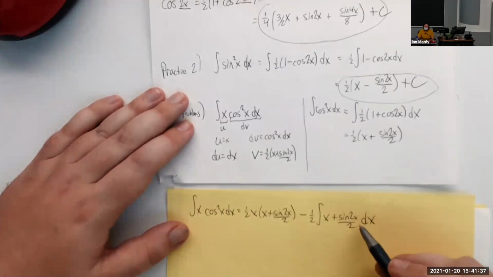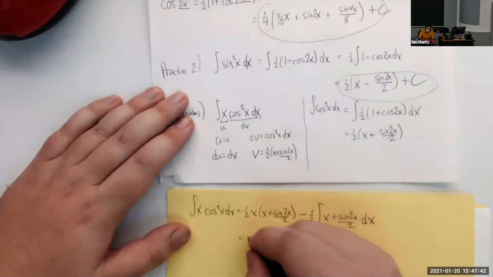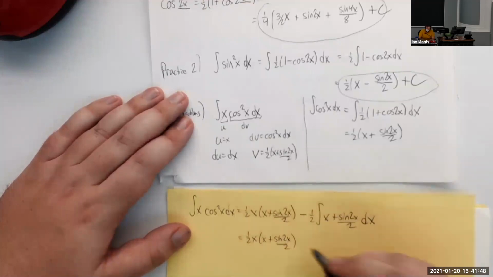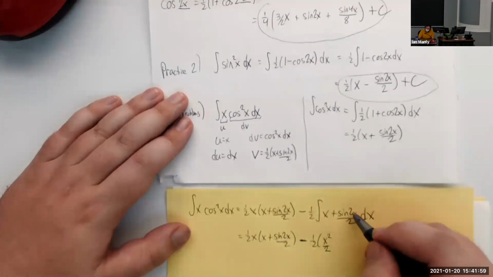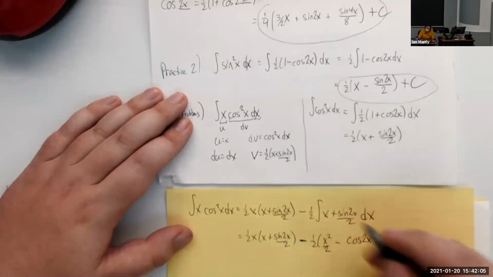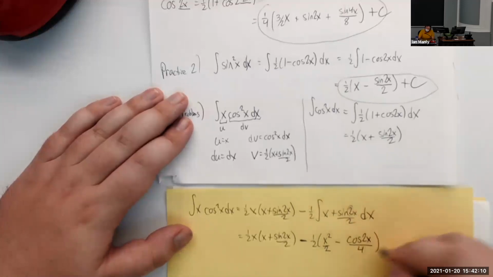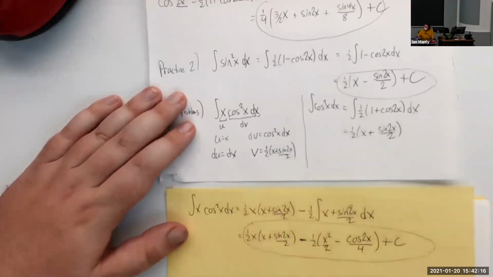All right, so I do need to integrate this stuff, but thankfully this is not too bad of an integral to do. 1/2 x times x plus sine of 2x over 2. So we integrate x and get x squared over 2. Like that. And then the integral of sine of 2x will be negative cosine of 2x, and then I divide by this 2. But since I already had a 2 down there, that's going to be a 4. And there we go. So there's our answer for this one right here.